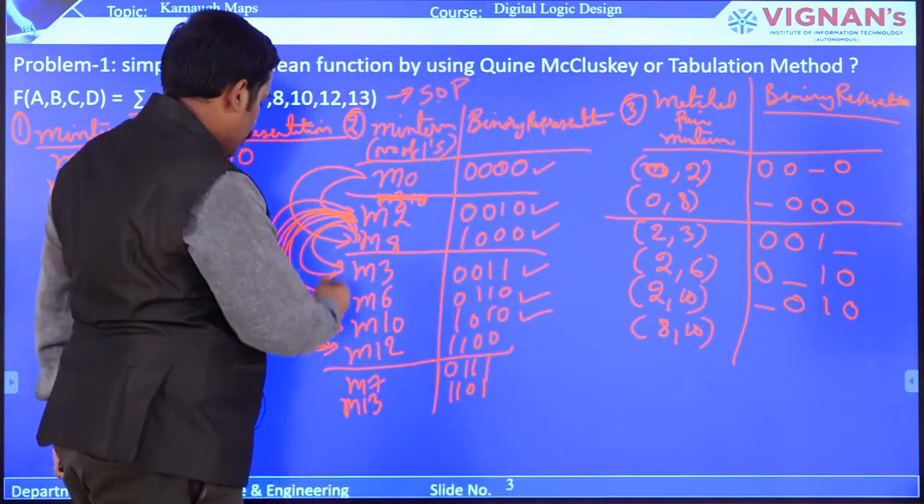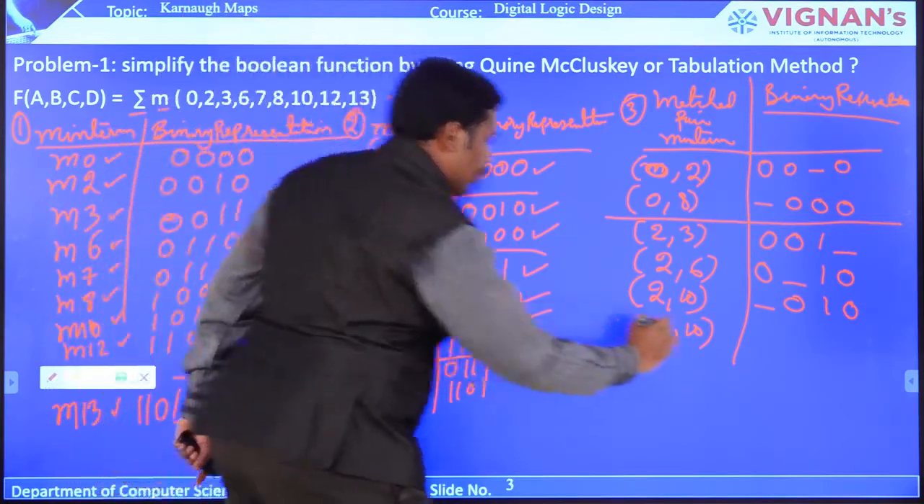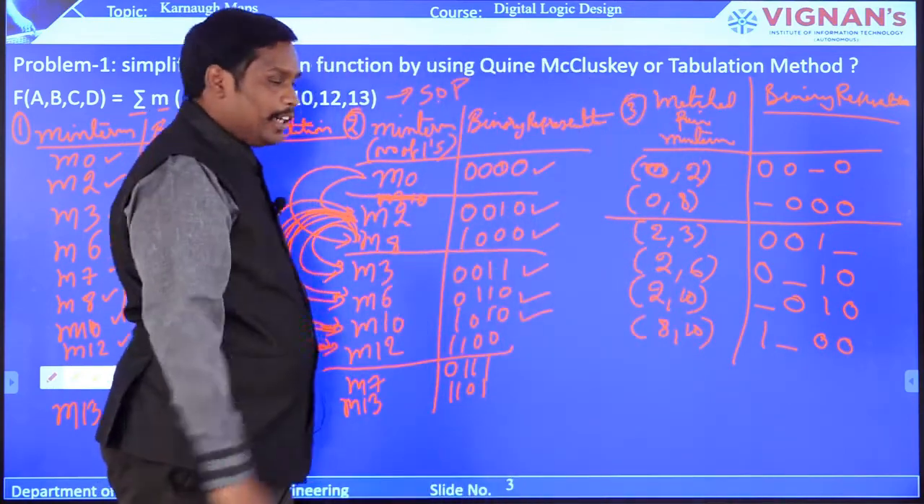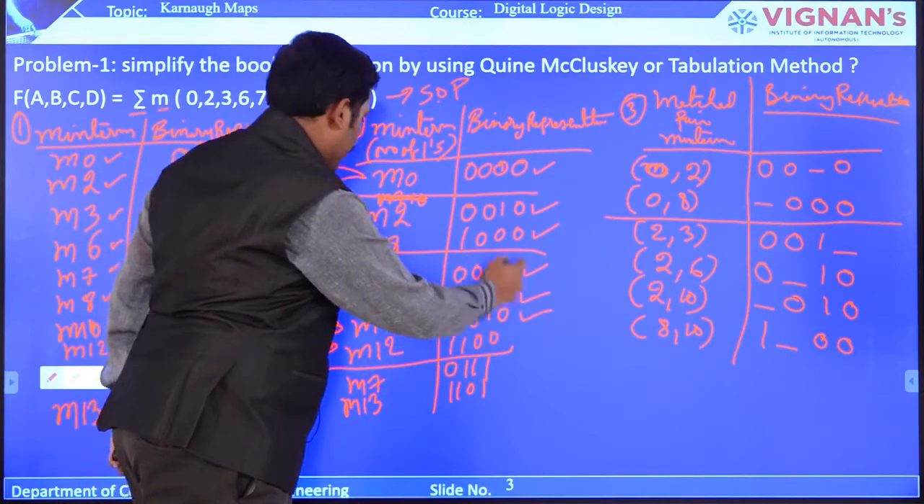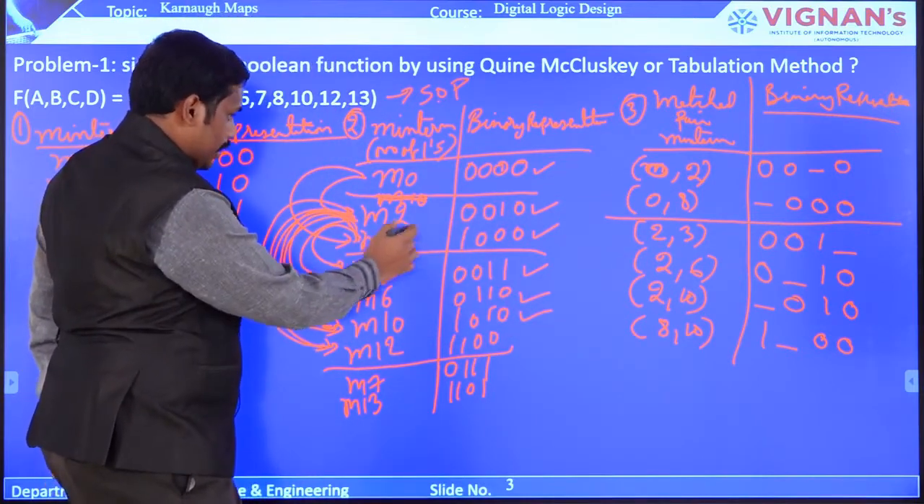So 8 comma 10, now you can check. That is 1 _ 0 0. So the rest of the bits you are going to write as usual. It is the same process. And now 8, 10 completed. So 10 already has a tick, 8 already has a tick. So no need to have an extra tick. So that is a check mark.